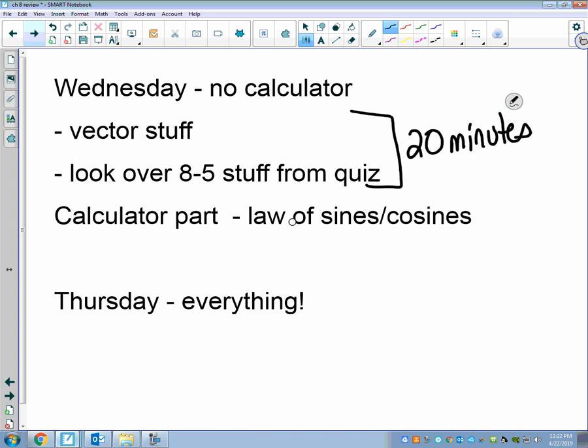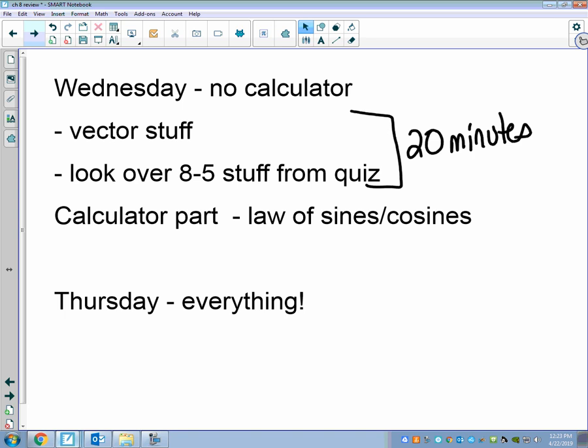And then the calculator part, it's just going to be the beginning of the test, which is like law of sines, law of cosines, I believe. Maybe the area, I don't know. I'm going to try to pick just law of sines and law of cosines, but that only gives you 20 minutes to do that as well. So I want to make sure that it's doable to do that, okay? So make sure you look over that. Look over the 2 triangle one. Make sure you know how to do that.